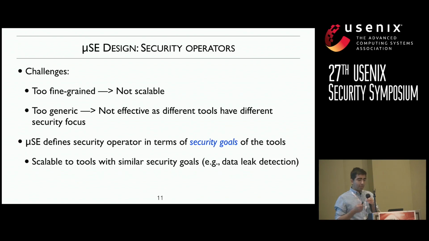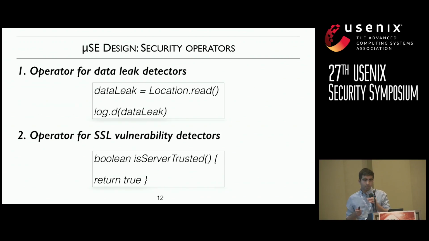Here are a couple of examples of operators for different types of tools. The first one is for data leak detection tools, where we extract private user data and leak it in the form of a log. So tools that are made to detect data leaks should be able to detect such a simple instance of a leak. Similarly, the second example is for tools that detect SSL issues. Here we modify the is-server-trusted method to always return true. So the trust manager simply trusts all the certificates. These are just two of the many examples of operators that we can use with Muse.